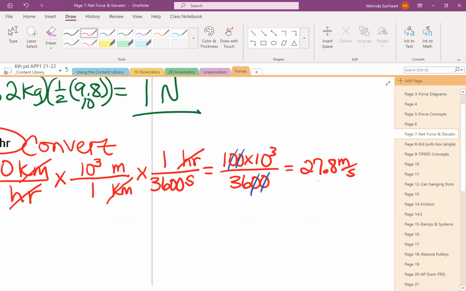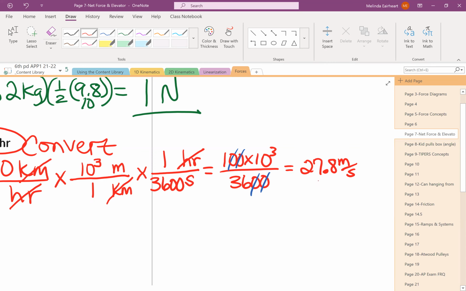By the way, AP typically doesn't give you kilometers per hour. Now, I have seen problems where you have to do the hour to second conversion or, separately, kilometer to meter. But in terms of speeds and velocity, most times they give you meters per second. This is an old textbook question. Kilometers per hour is a more realistic speed. Miles per hour, I don't think we would even do.